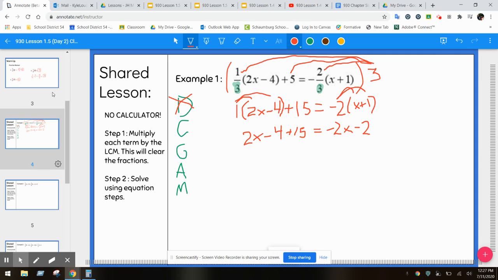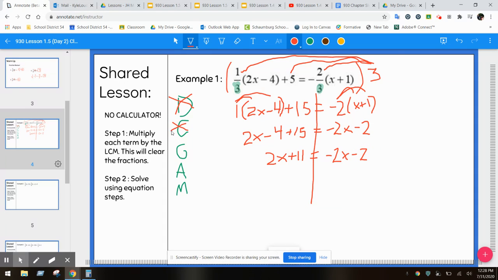Now I go to the next step. Do I have to combine like terms? I do. This might be our first problem where we have to do every single step. When I combine like terms on the left side, I combine my negative 4 and my positive 15. I get 2x plus 11. On the right, I still have negative 2x minus 2. Combine my like terms.